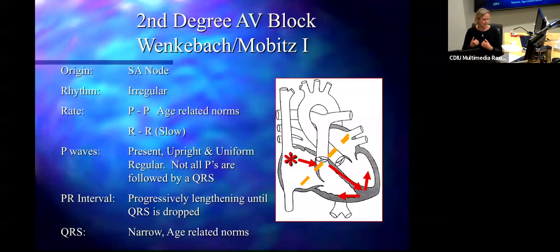Now the QRS will be narrow because the ones that do get through are starting in the SA node and going through the right and left bundle branch. So they're going through the rapid conduction pathway. So that creates a narrow complex QRS.